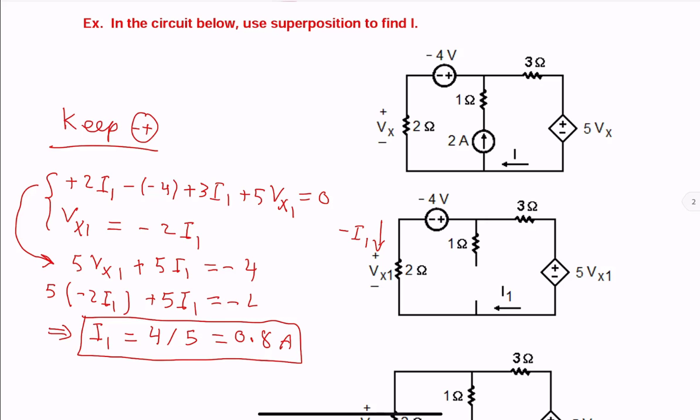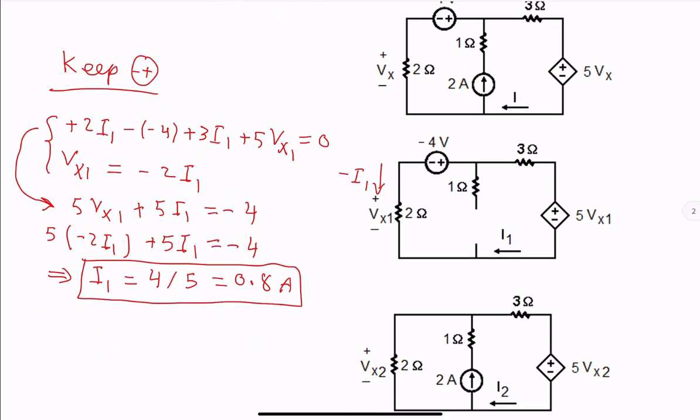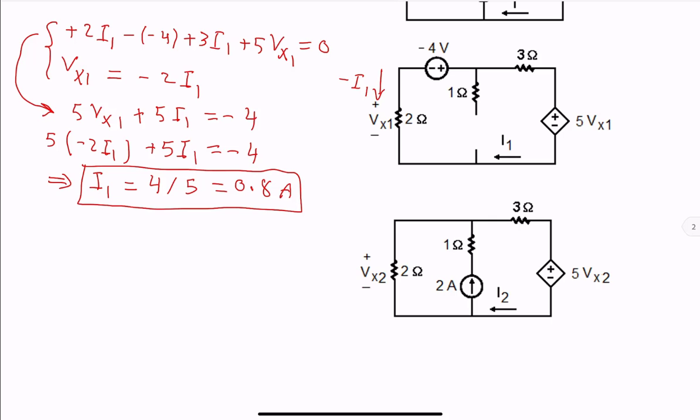And next, we keep the current source and short circuit the voltage source, killing a voltage source. 0 voltage is short circuit. So current I2 is at the bottom. Using that, current going to the left at the bottom is I2 minus 2.